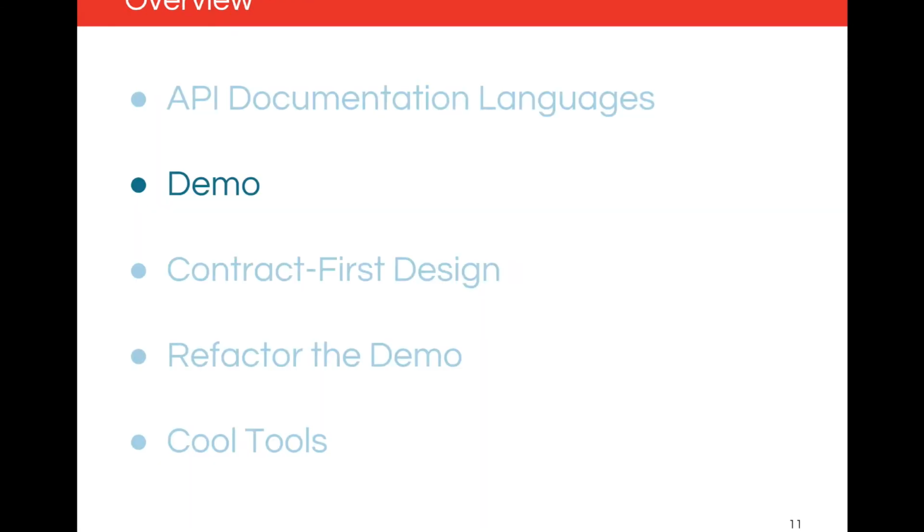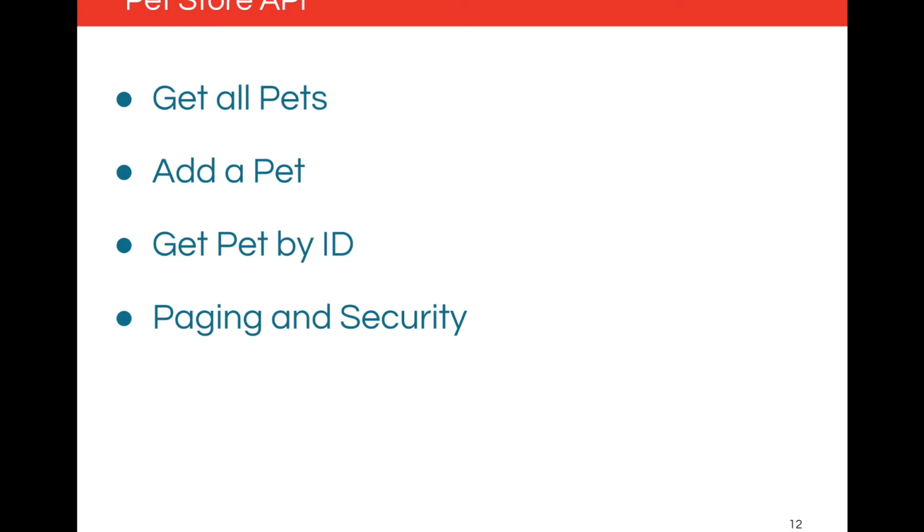So now I'm going to go into the demo. For the demo, I'm going to use RAML to document this pet store API. We're going to support getting all the pets, adding a new pet to the pet store, getting a pet by ID. We're also going to look at how to solve paging and security.